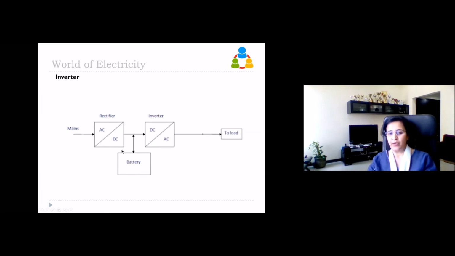When this supply goes, what happens? This battery will feed the DC supply to this inverter device. In total, this one is a rectifier and an inverter, but the device is totally what we call an inverter. The battery will give DC supply, it will convert it into AC, and we will give the supply for our lights or TV or whatever it is.